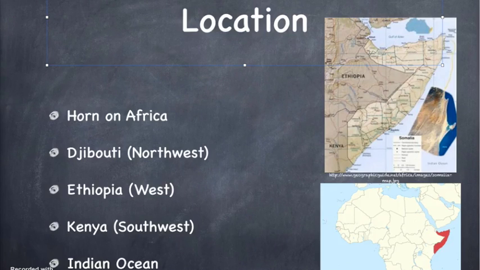Somalia is a country situated in the Horn of Africa and is surrounded by Djibouti in the northwest, Ethiopia in the west, and Kenya in the southwest. The Indian Ocean encompasses its northern, eastern, and southern borders.